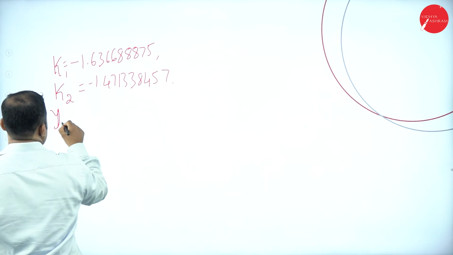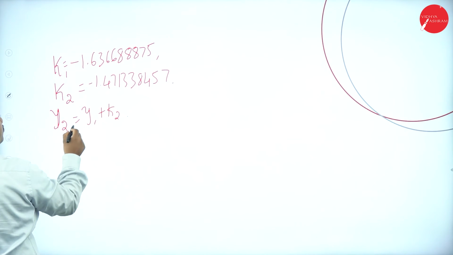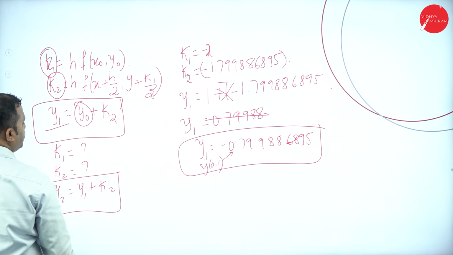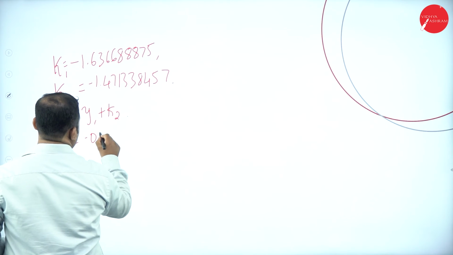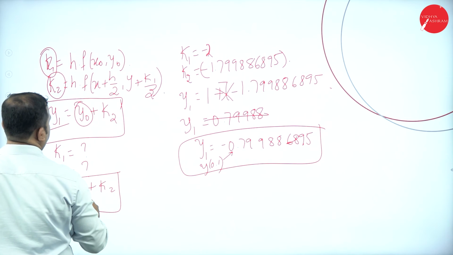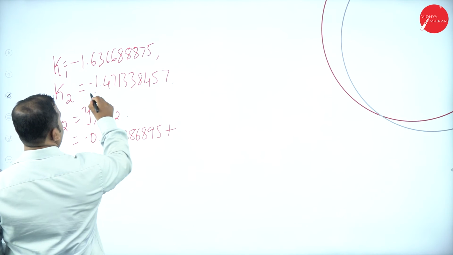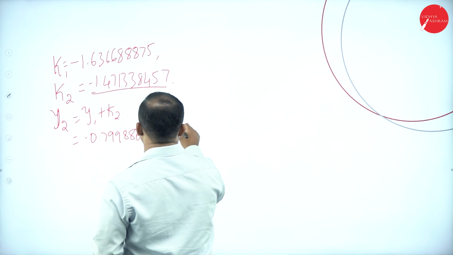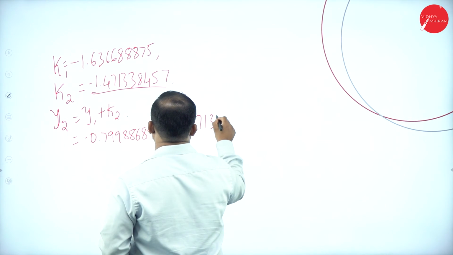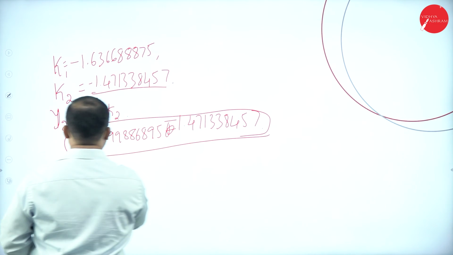Then y2 is equal to y1 plus k2. If that is the case, what is the value of y1? y1 is obtained here, that is this term, minus 0.799886895, plus k2. What is the value of k2? This term. Plus of minus becomes minus, that is minus 1.4713388457. That is the value of this. If I simplify this term, I'll get the value of y2.